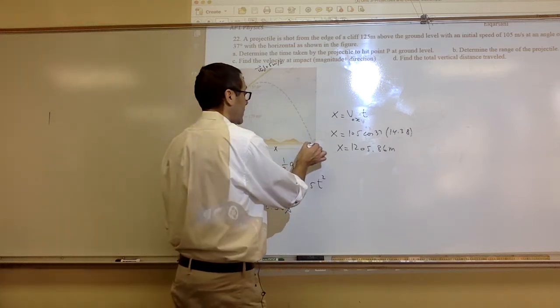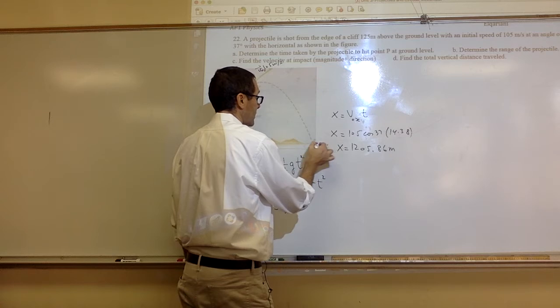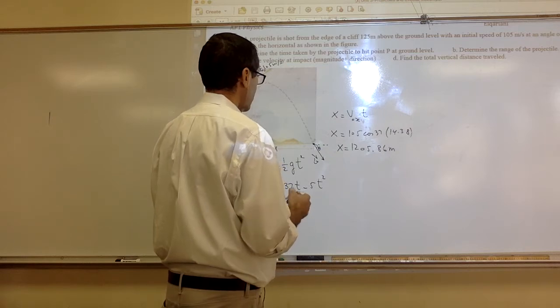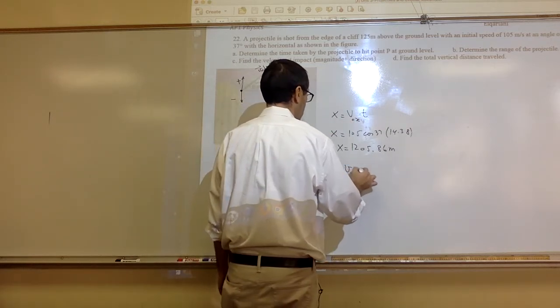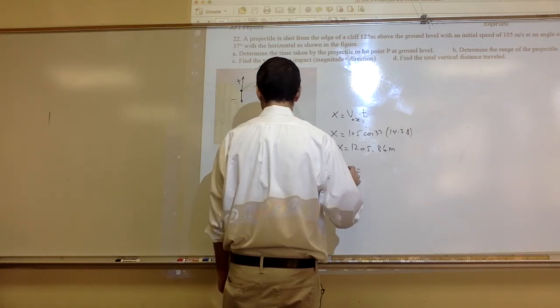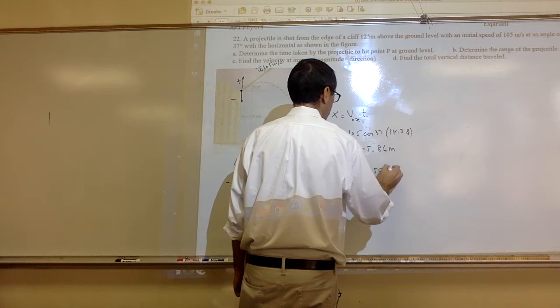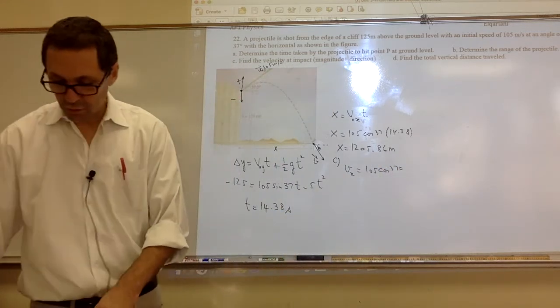For part C, find the velocity at impact. In other words, when we hit here, what is that velocity? Keep in mind that it's coming at an angle, so we have to find the x component and the y component. Luckily the x component, the Vx, does not change. It is whatever we got from 105 cosine of 37.